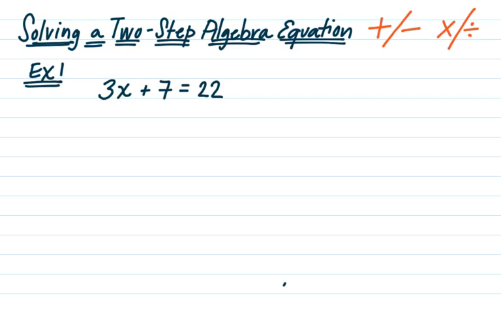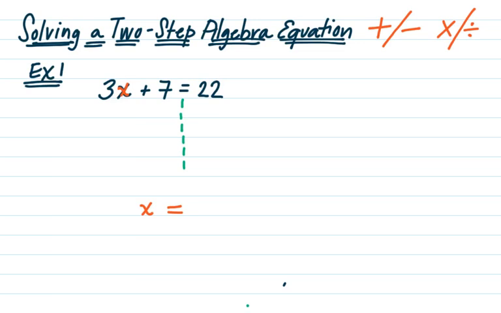Okay, here we go. Example 1, 3x plus 7 equals 22. Now, like all the other examples, we put a dotted line down the equal sign, which tells us whatever we do on the left, we're also going to do on the right. Now, again, x is our variable. That's our missing piece of information. So in the end, we want to know what does x equal.